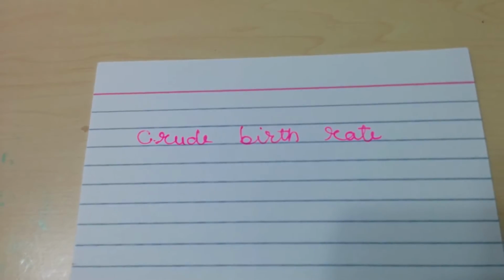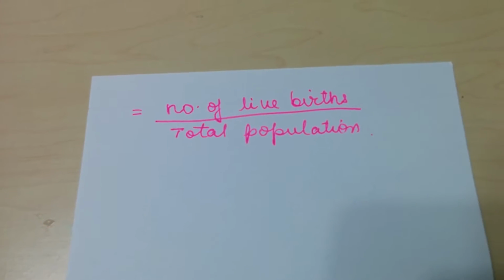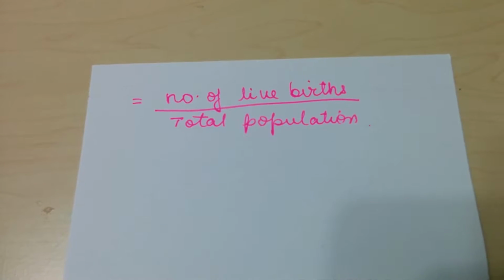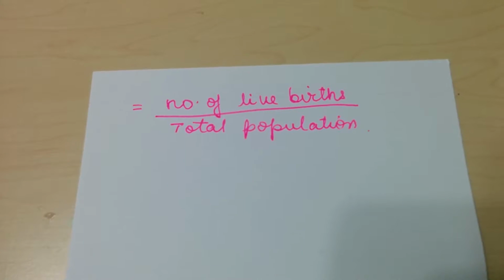What is crude birth rate? Crude birth rate is the number of live births upon total population.